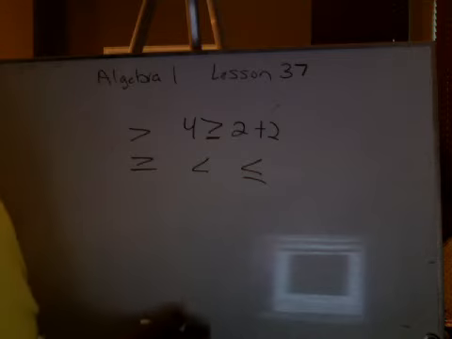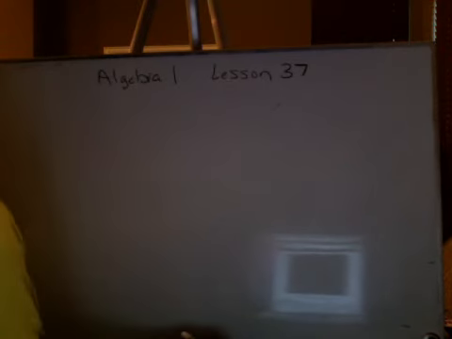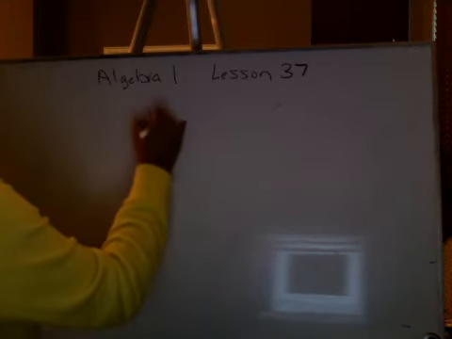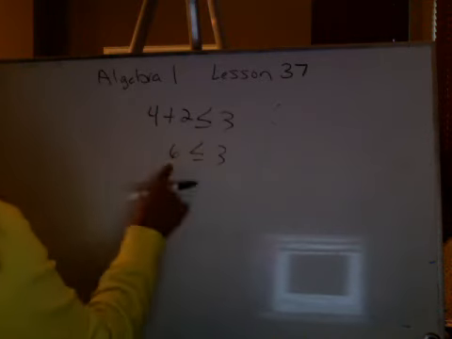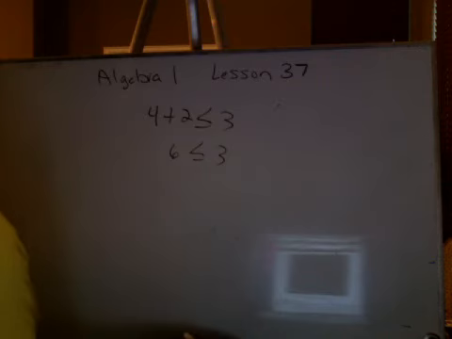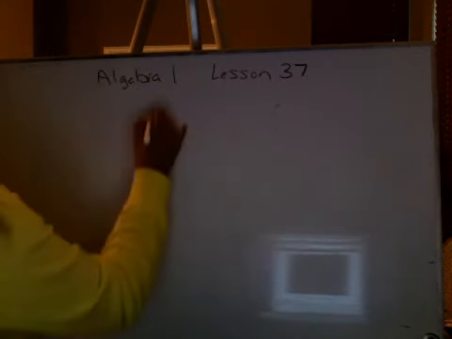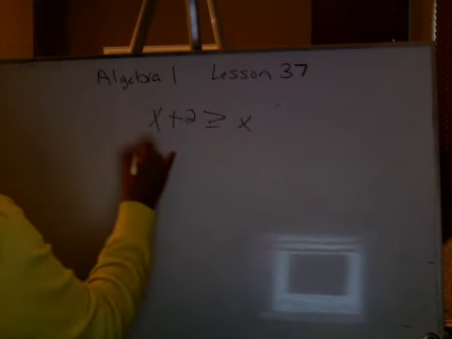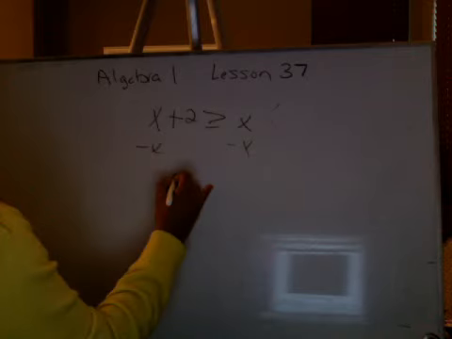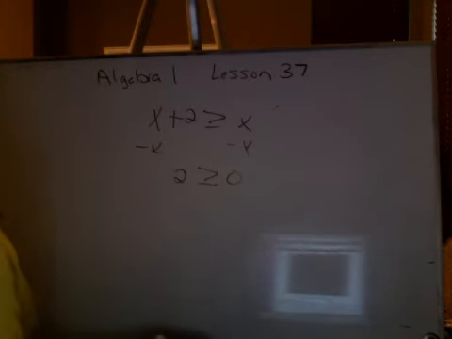Now, inequalities can also be false inequalities, true inequalities, or conditional inequalities. So if we look at page 150, on A, you have 4 plus 2 is less than or equal to 3. Well, this one is false because 6 is not less than or equal to 3. Now let's look at B. You have x plus 2 is greater than or equal to x. I'm going to subtract x from both sides, and we get 2 is greater than or equal to 0. And that's a true inequality.